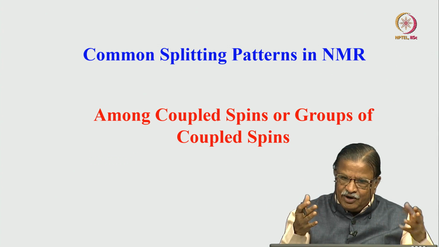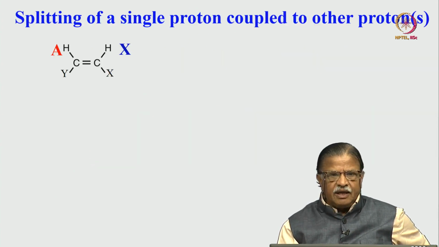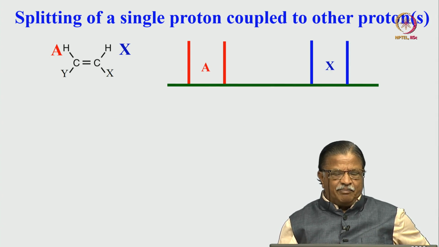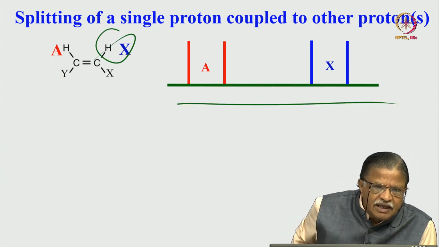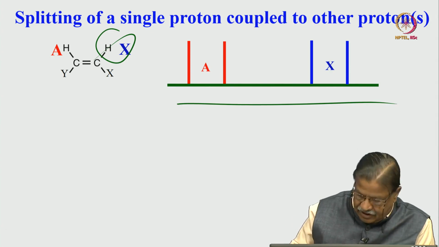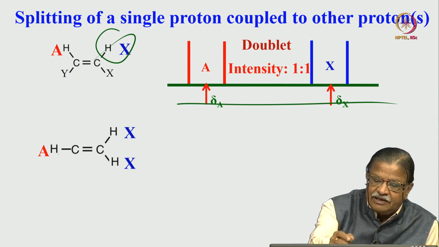So, with this we will go into the common splitting patterns among coupled spins or groups of coupled spins. Let us see how we get this one. I consider one spin coupled to another spin, we get each will be a doublet, fine, of intensity 1:1. This is chemical shift and we get J coupling here.